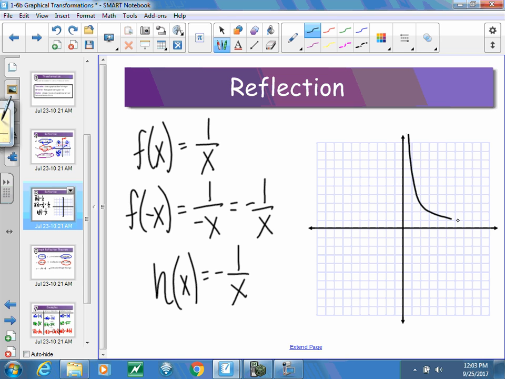If I take its parent function, which is right here, and reflect that over the y-axis, everything on the right-hand side is going to go over to the left. So I'd put that branch here. Everything on the left would go to the right. And so those two green lines there would represent the new function.